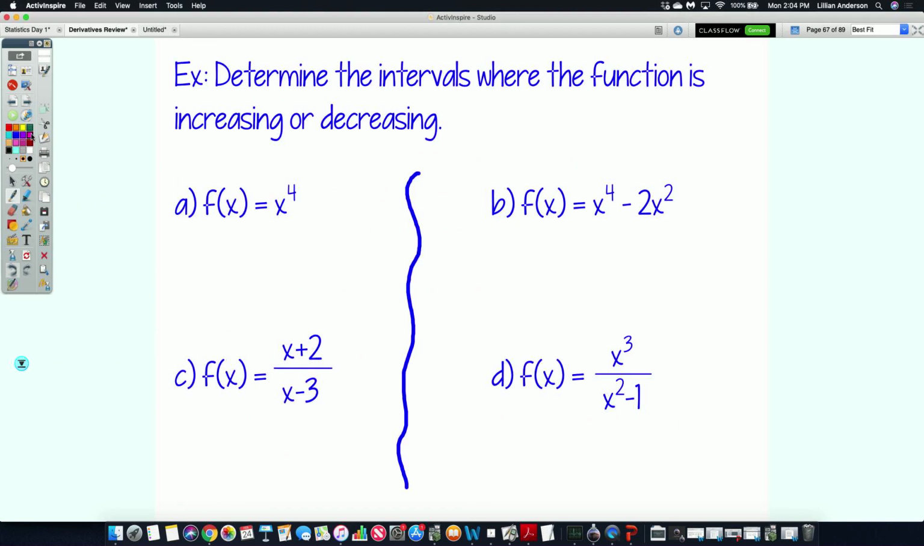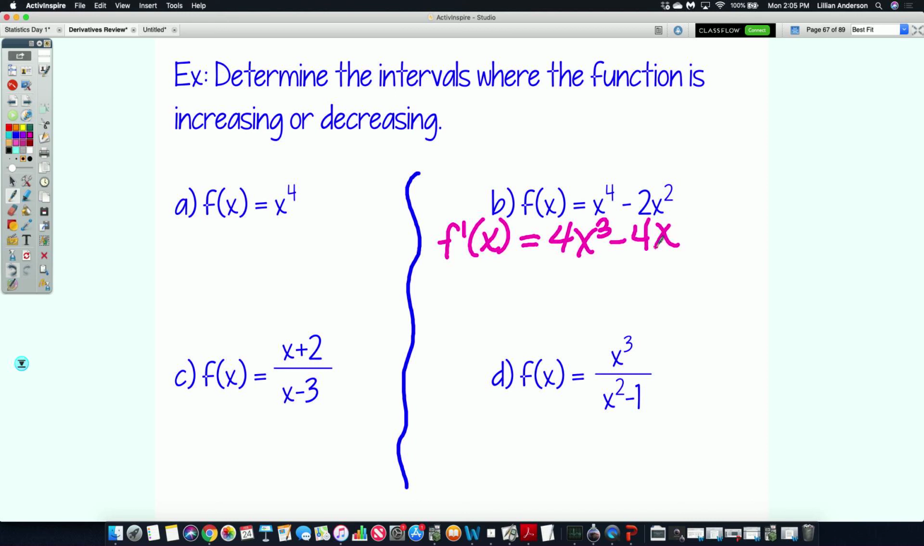So we're looking at B and D to find the intervals where the function is increasing or decreasing. I also added in locating the extrema. Remember, you need to find the first derivative anytime you're looking for extrema or increasing or decreasing. What's the derivative of B? 4x cubed minus 4x.